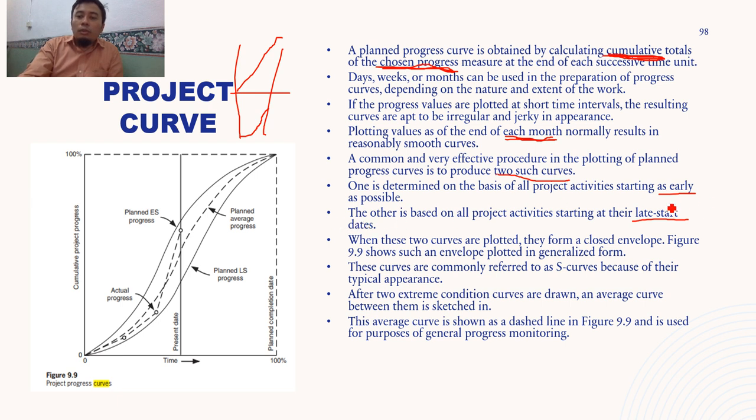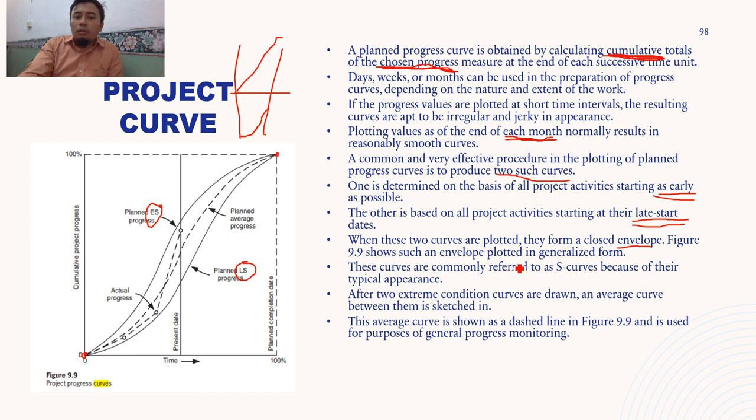So you can plot it on early start. One is early start, as you can see here. One is based on the early start, and another one is based on the late start. So when these two curves are plotted, they form a closed envelope. They meet at this point, starting on this point. So they are enveloping a specific area here.